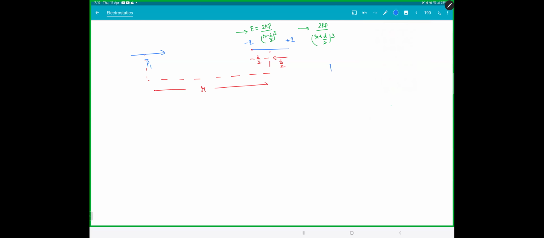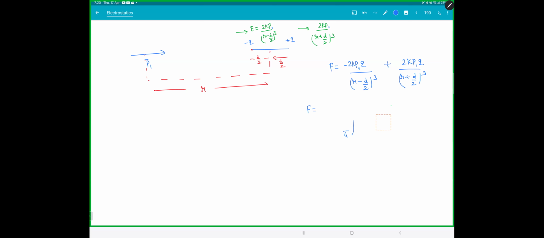Therefore, the force will be 2 kp minus q, this is p1, by r minus d by 2 whole cube plus 2 kp 1 q by r plus d by 2 whole cube. So you're saying the distances are r plus d by 2 and r minus d by 2. Add them up. Take out 2 kp1q common. Denominator will become r square minus d square by 4 whole cube. And then if you cross multiply, how much will that be?